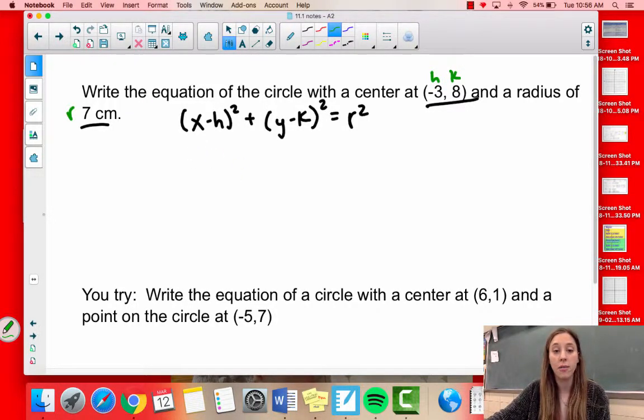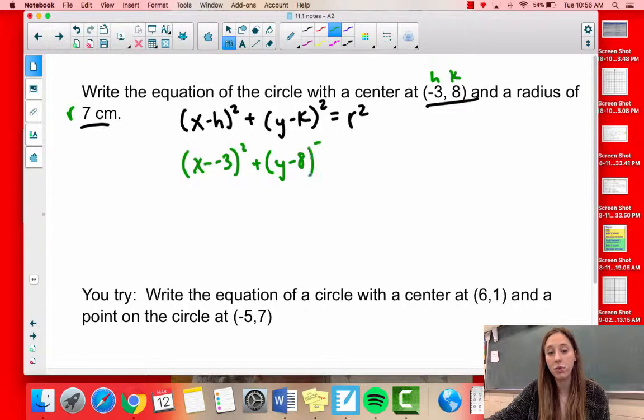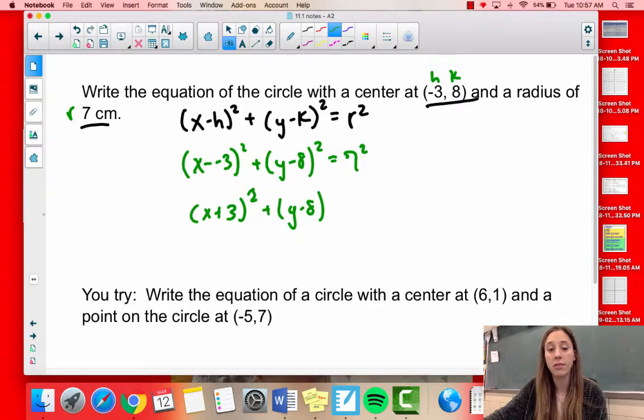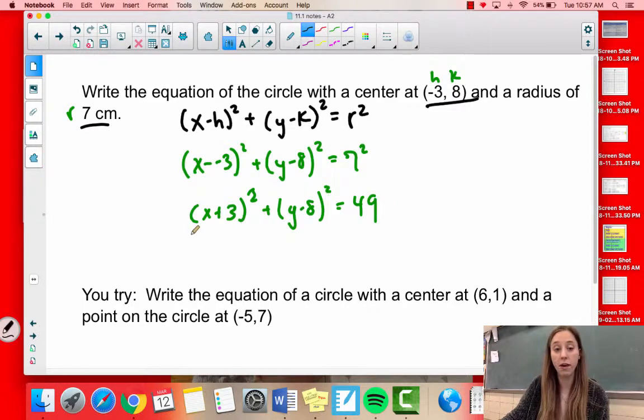So we're going to plug this in by having (x - (-3)) squared plus (y - 8) squared equals 7 squared. And then, of course, you want to simplify if you can. Two negatives make a positive, so that would become (x + 3) squared. And then that would stay the same, (y - 8) squared, and then equals 49. And there's our final answer.